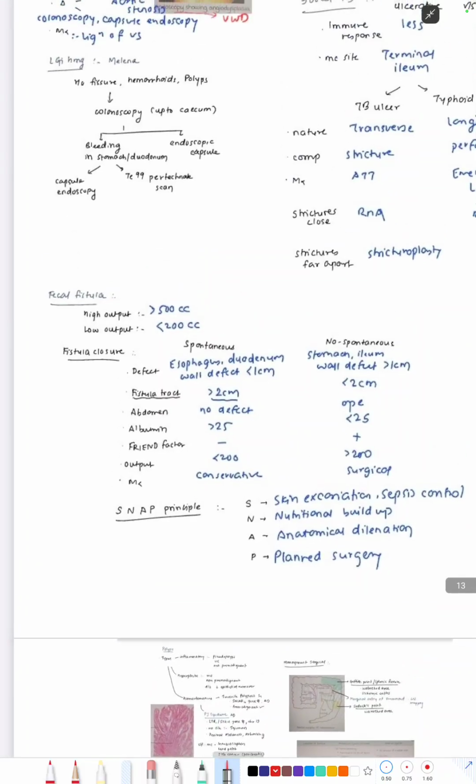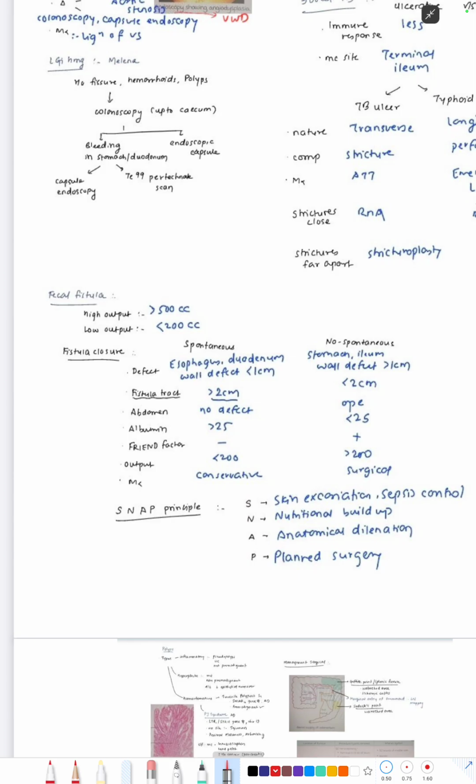Then the next is the fecal fistula. It's a high output fistula if it is more than 500 cc. Low output is when less than 200 cc of material is coming out. Then fistula closure. It can either be a spontaneous closure or a non-spontaneous closure. Spontaneous closure can happen if the fistula is present in the esophagus, duodenum, or the abdominal wall defect is less than 1 centimeter. If it is present in the stomach, ileum, or the abdominal wall defect is more than 1 centimeter, there are less chances of spontaneous closure.